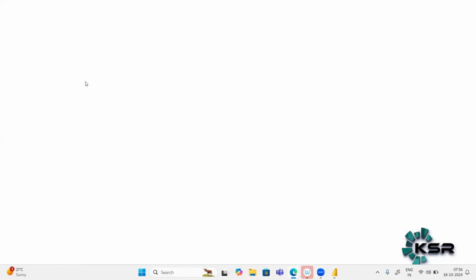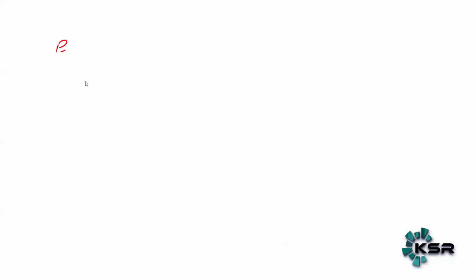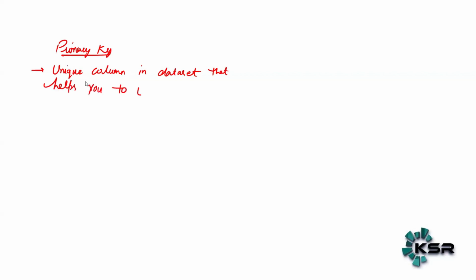Yes, guys, you are right. So primary key. So key is nothing but a unique column in a data set that helps you to uniquely identify a row. What does it mean?